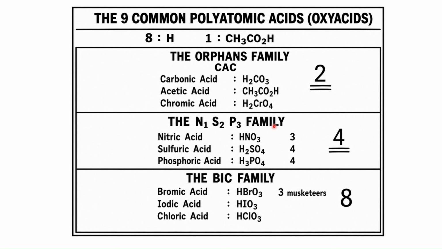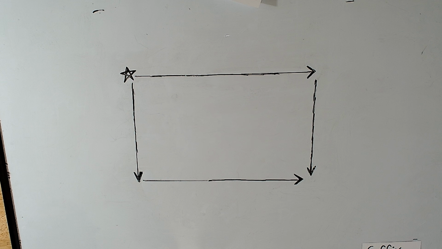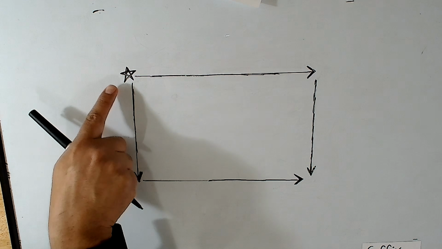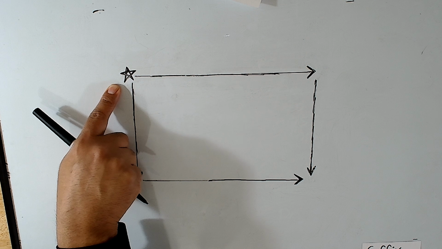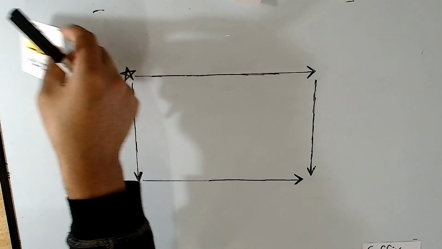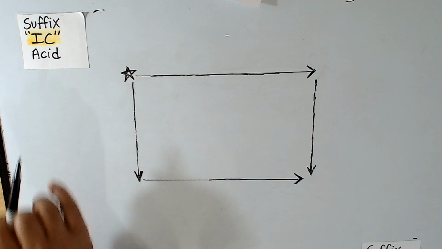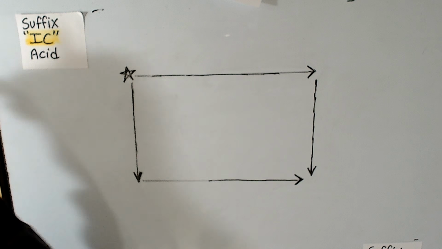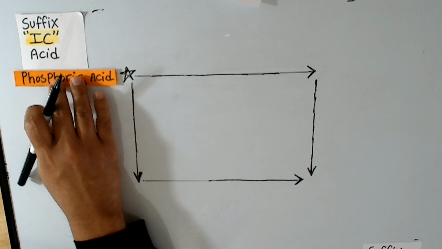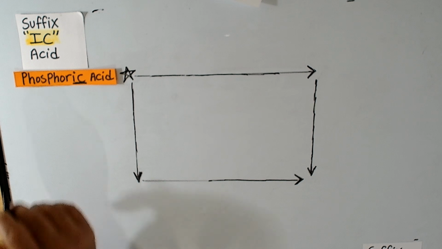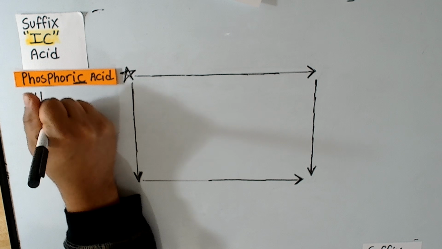Let's take, for example, phosphoric acid, which lives in a family of 4, and let's find its family members. The focus has been to remember the 9 ic acids. Therefore, my starting point is going to have the suffix of ic. And of course, we chose phosphoric acid for this example. The chemical formula for it is H3PO4.